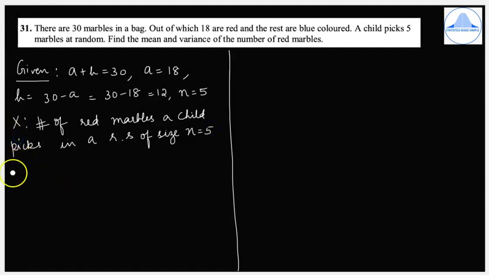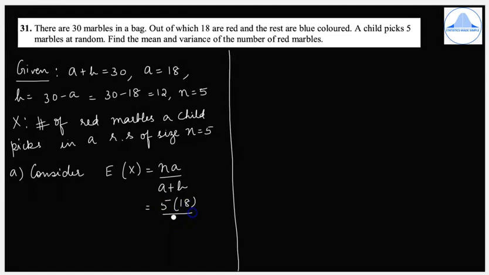Now let us start with the first subdivision. Write the formula for the mean of the hypergeometric distribution. So consider expectation of x is equal to NA divided by A plus B, which is equal to 5 into 18 divided by 30, which is equal to 90 divided by 30. Cancel out the 0 in the numerator and denominator. So you get expectation of x is equal to 3.